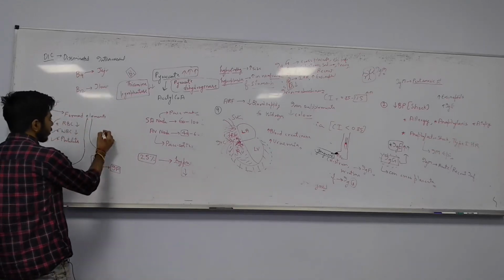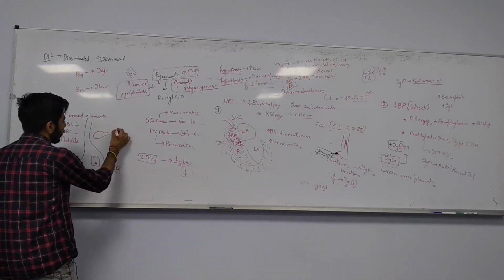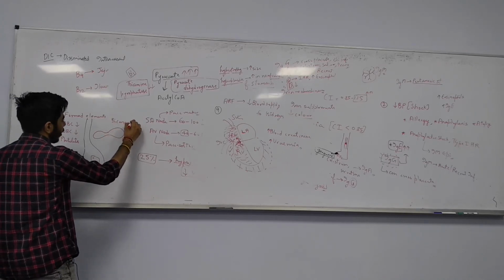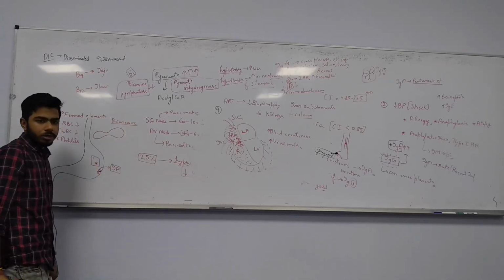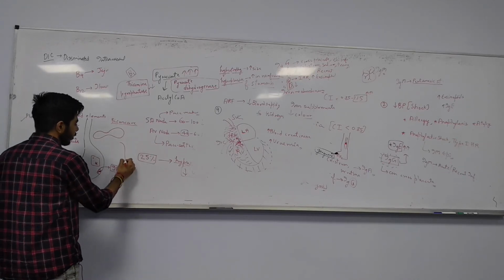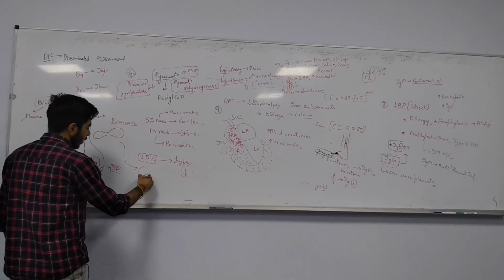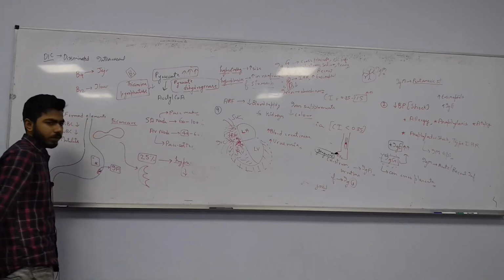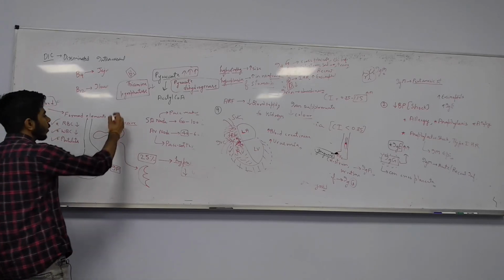So look, if this is the RBC, first of all, what is the shape of the RBC? The normal shape of the RBC is biconcave. Now look, in the sickle cell anemia, your RBC will look like this, which is actually sickle shaped. One more thing I would like to add over here.